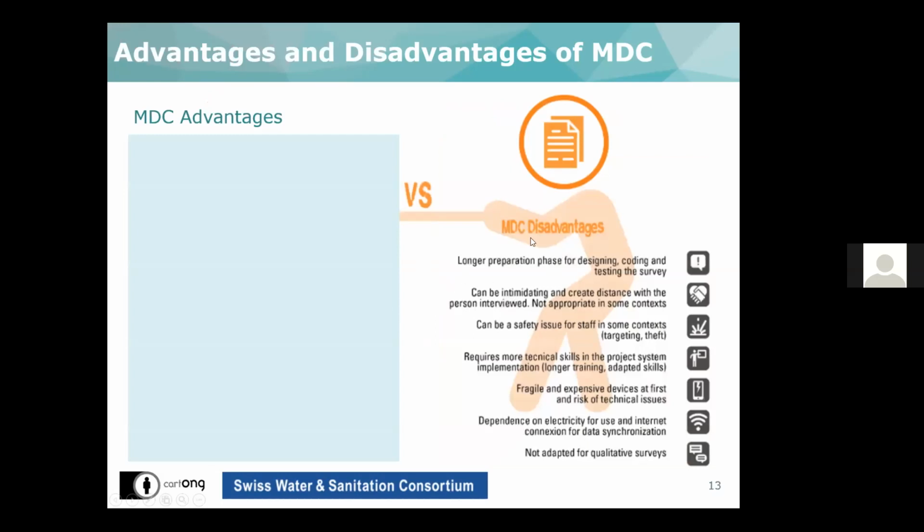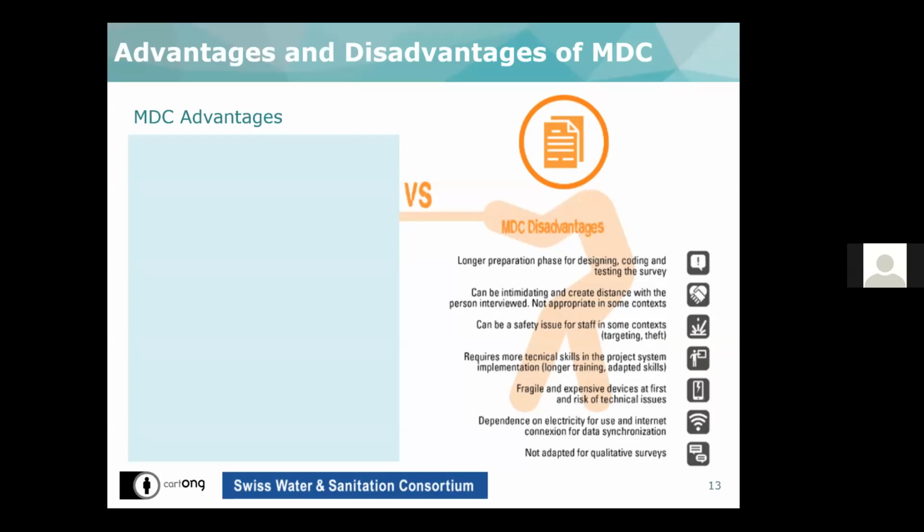Now, in terms of disadvantages of mobile data collection, there is a longer preparation phase for designing, coding, and testing the survey. So for you to be able to have this survey available on your phones, you need to design it first, to code it. So you will not need to do it yourselves. We do this for you for the SWSC FACET surveys. But if you do any other type of mobile data collection, you might have to do it yourself.